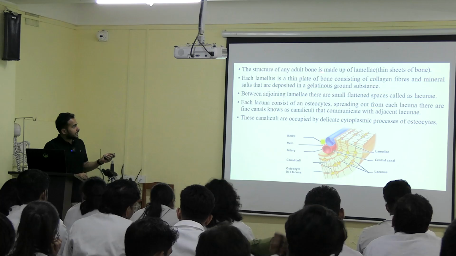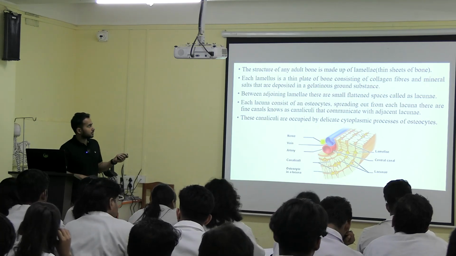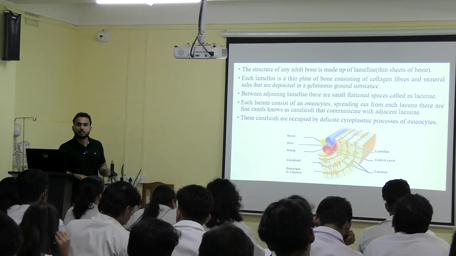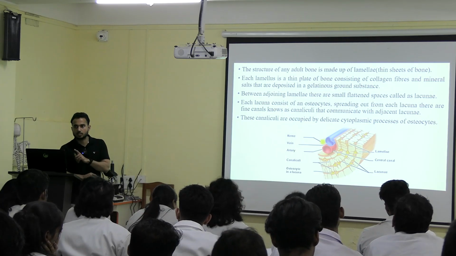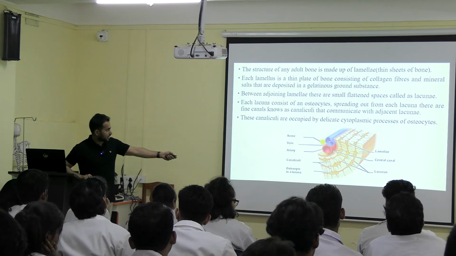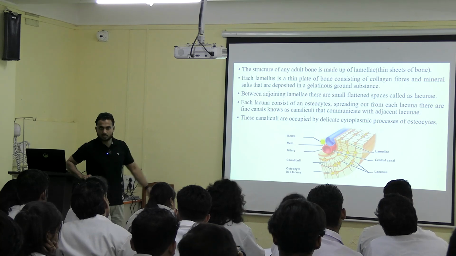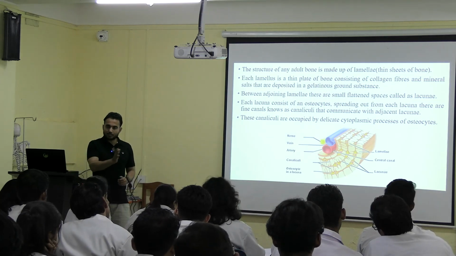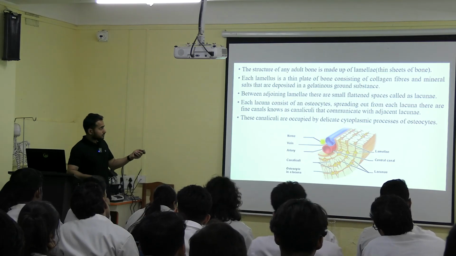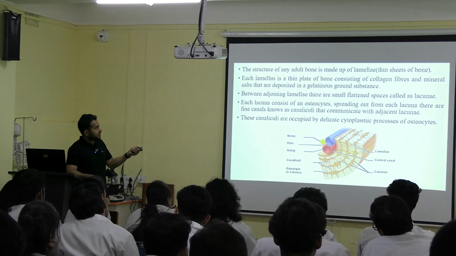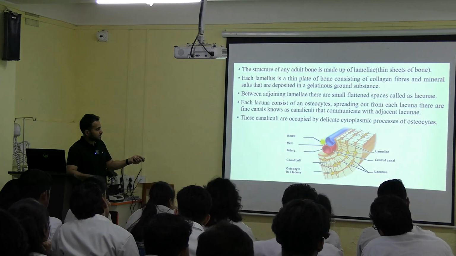Now the structure of any adult bone is made up of lamellae. Now this part is important. The structure of any adult bone is made up of lamellae. Now if anyone asks you what is the meaning of lamellae, lamellae is plural, lamella is singular. Okay, so here you can see these are the lamellae. This is one lamella, this is one lamella, this is one lamella, this is one lamella. Together these are called lamellae. Made up of thin sheets of bone, these are called lamellae. The arrangements are there like this.